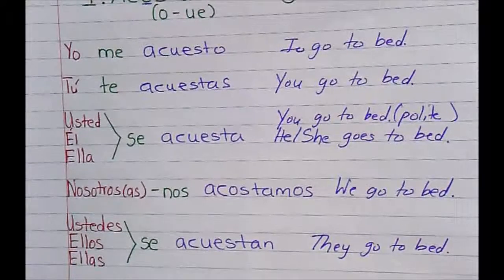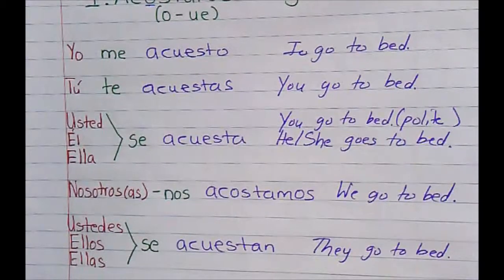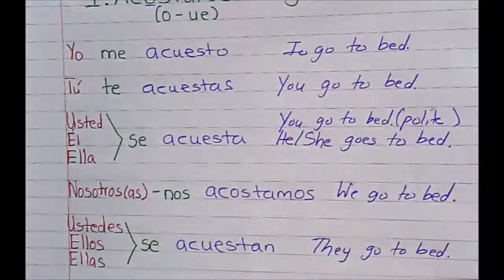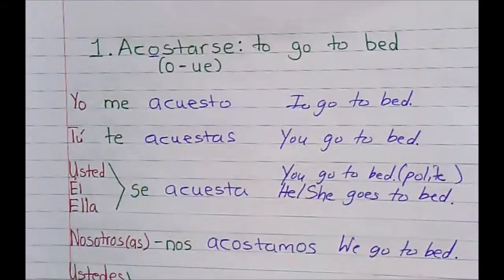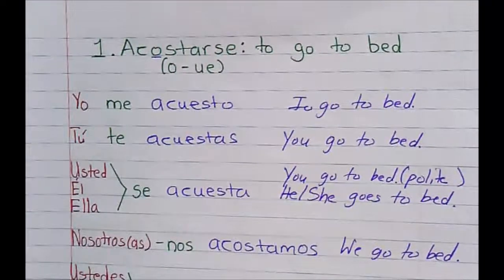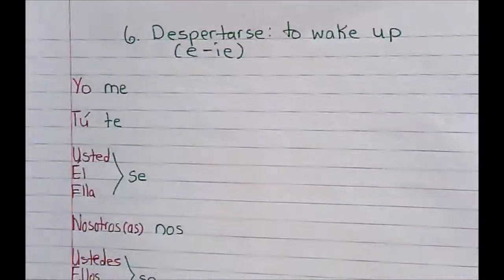So if you notice, my translations are very short and sweet. I go to bed, and so on. Acostarse, to go to bed. The next one, despertarse, to wake up. Notice I have E to IE. So this tells me it is a stem changing verb.